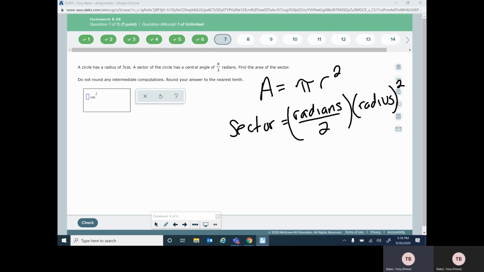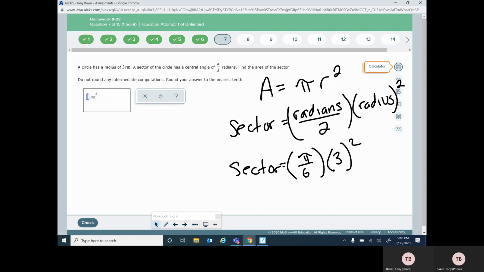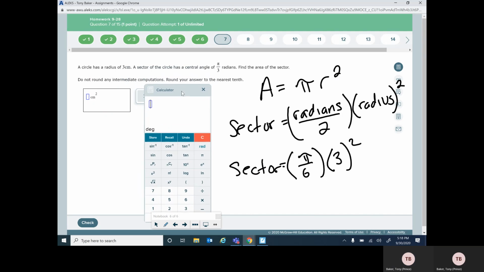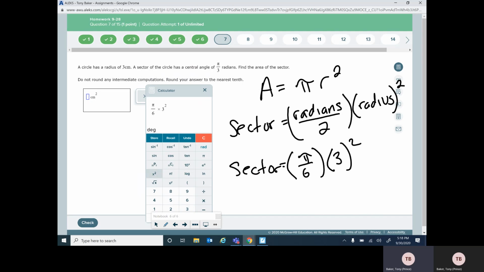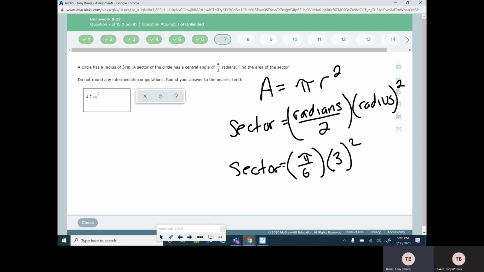So for this problem, my radius is 3 and my angle is pi over 3. So my sector is going to equal pi over 6 times 3 squared. So we've got pi divided by 6 times 3 squared. I want this one to the nearest tenth again, so I got 4.7 centimeters squared.